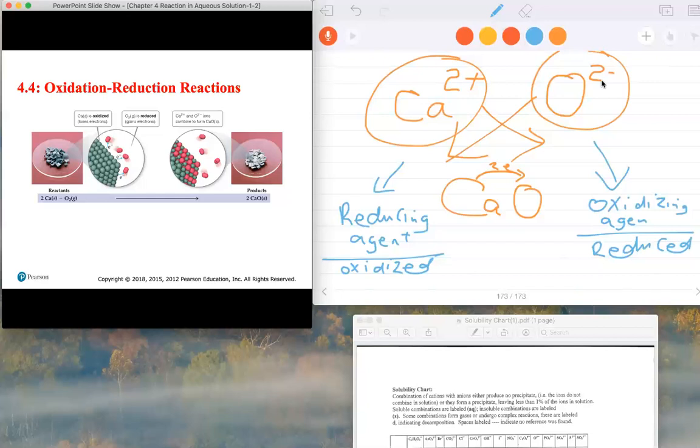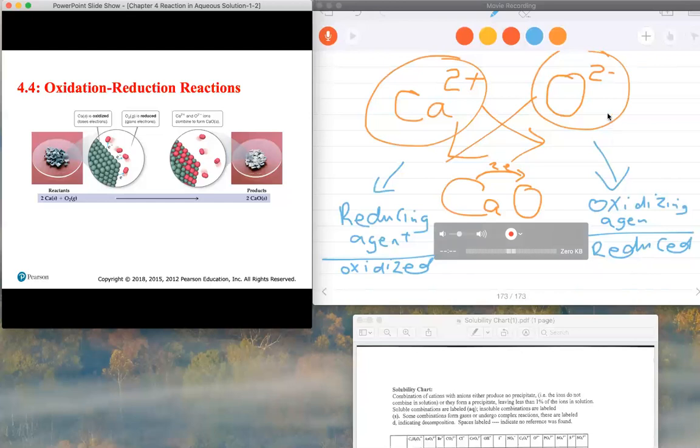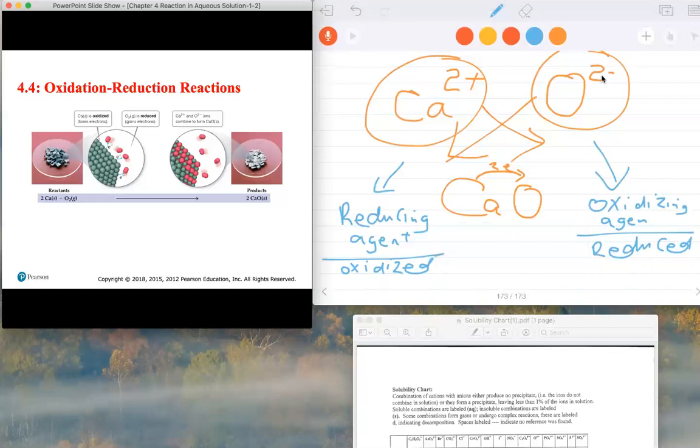To reduce is to add electrons, so it is reduced. So look here, reduced, and the electrons here being gained. That's how I look at what is reduced. To reduce is to add electrons. I'm adding electrons to oxygen. I'm reducing oxygen, so it is reduced.